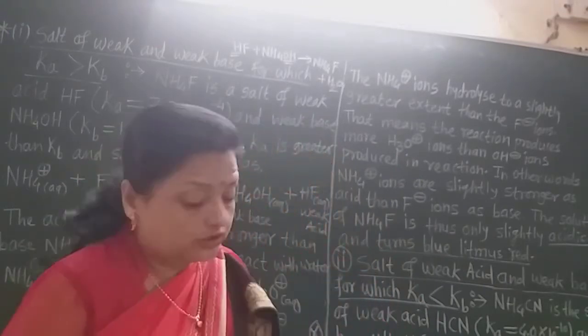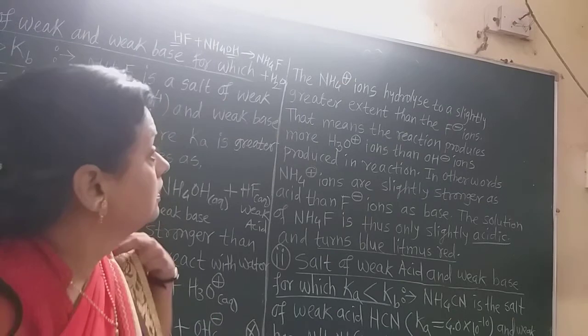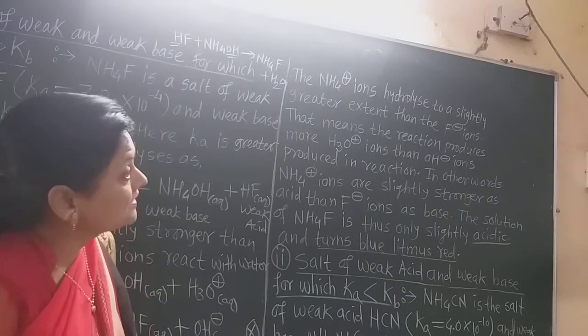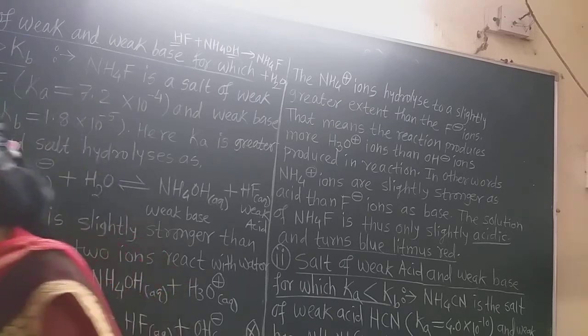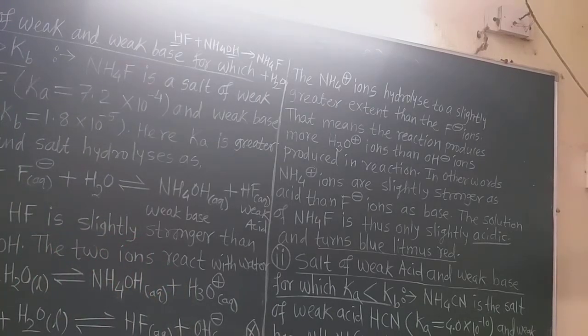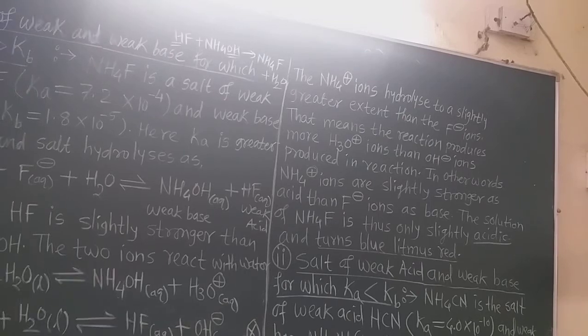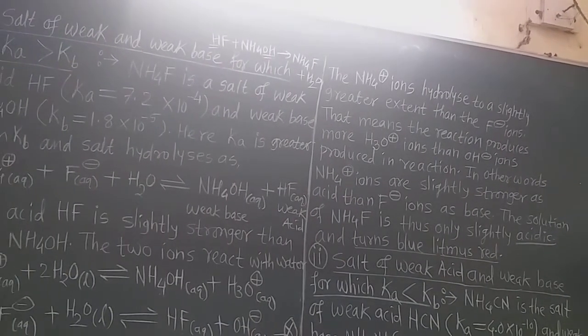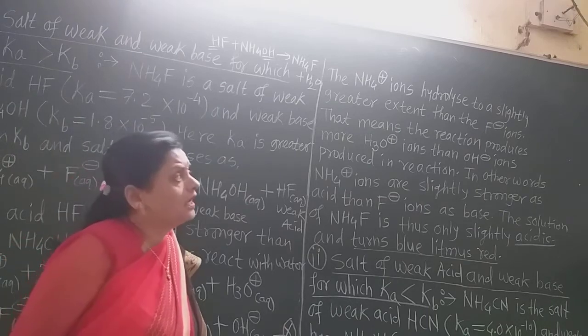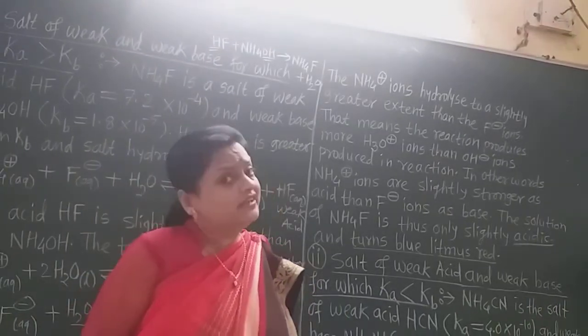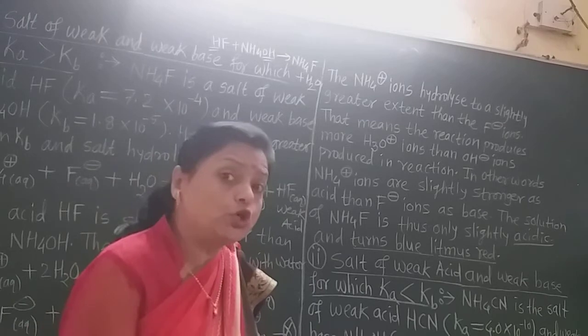Now see again on the blackboard, the NH4 plus ions hydrolyze slightly more than the F minus ions. Why do NH4 plus ions hydrolyze slightly more than the F minus ions? Because NH4OH is slightly weaker than HF. We know that the weak always gets hydrolyzed more than the strong.